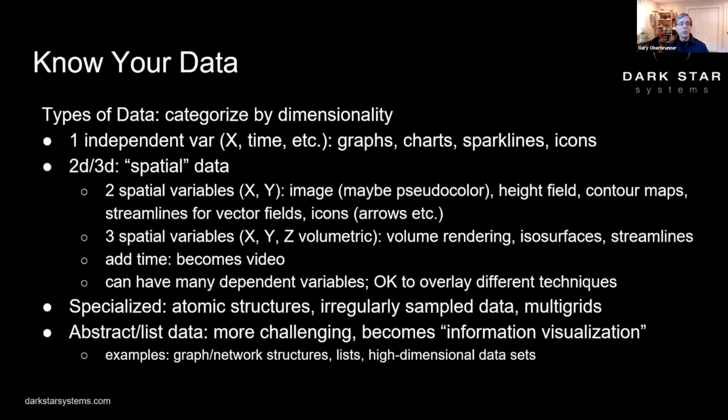If you have 2 or 3 independent variables, typically it'll be spatial, but I put spatial in quotes because nearly anything with 2 or 3 independent variables can be made spatial. Then you have images, maybe they're pseudocolor, maybe they're height fields. You can show them as contour maps or streamlines. And we'll look at examples of all of these things in just a minute.